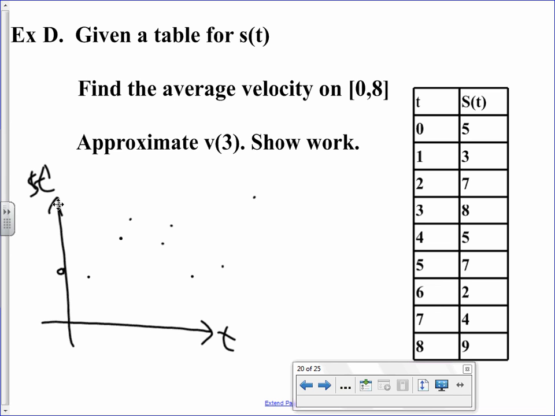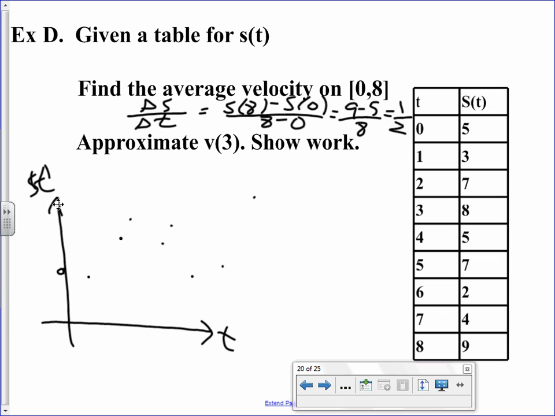Because average velocity is just the change in position over change in time, right? So it's the difference in position, so it's position at 8 minus position at 0 over 8 minus 0, the difference in time. And so you can read those values off. So we have 9 minus 5 over 8, that would equal 1/2. So the average velocity over the interval is a half.